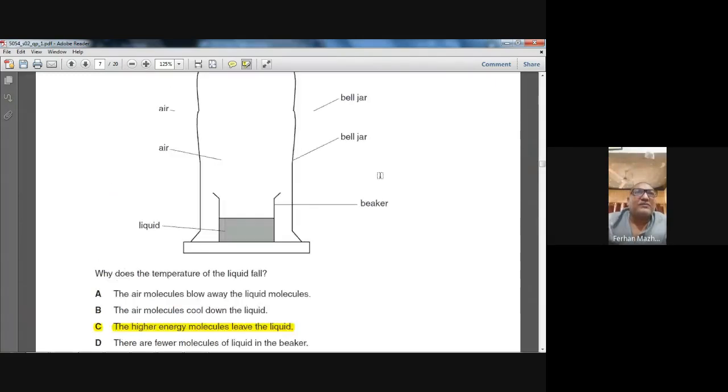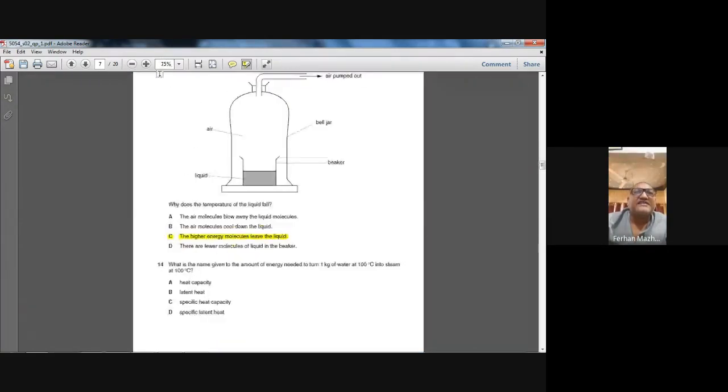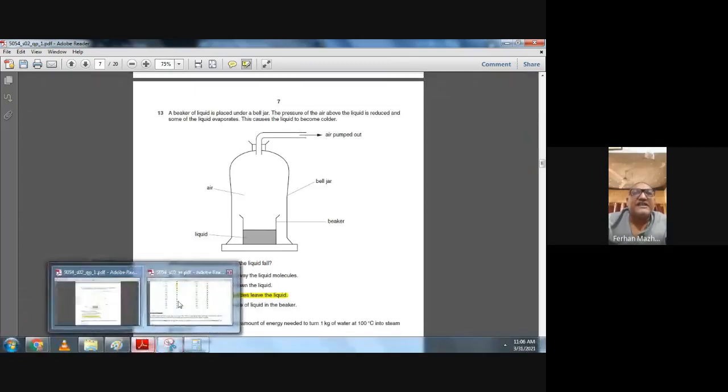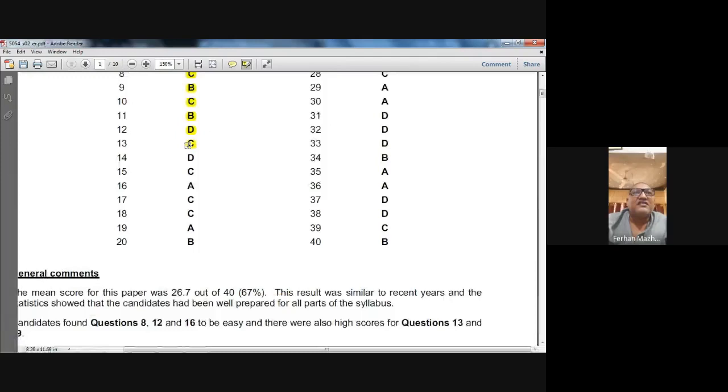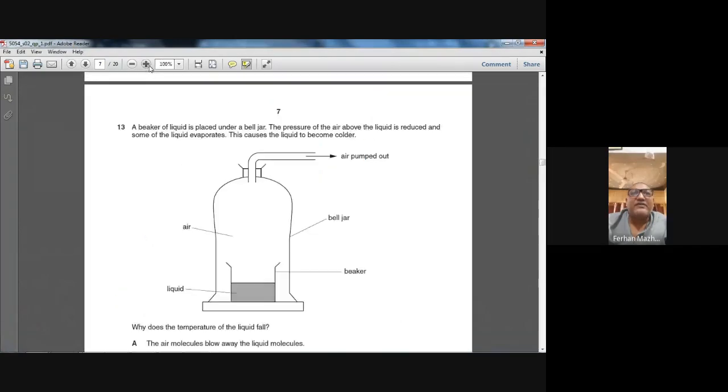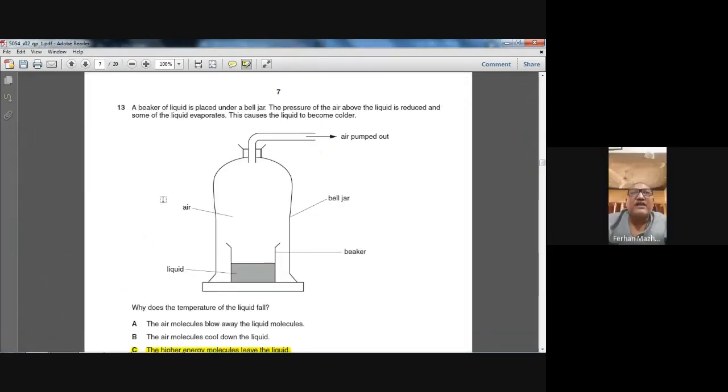So for question number 13, C is the right answer. Let's check. Yes, question number 13, C is the right answer. So I hope beta you have understood this. Take a good look at this question.